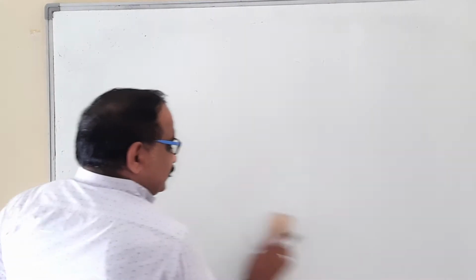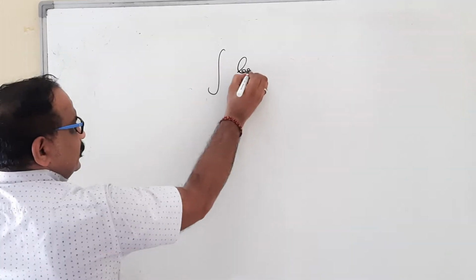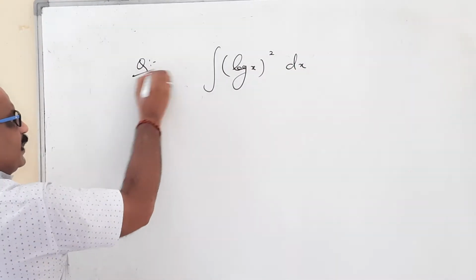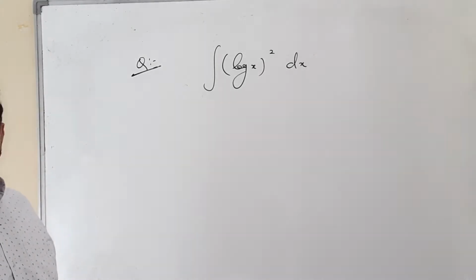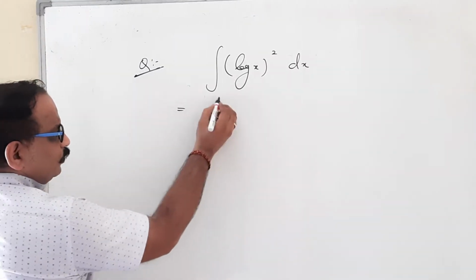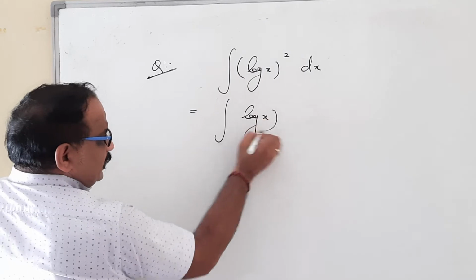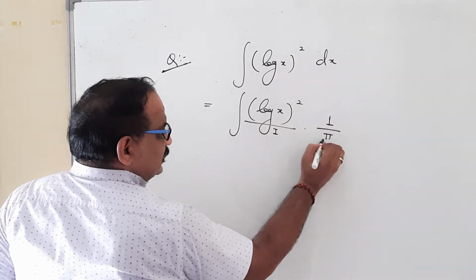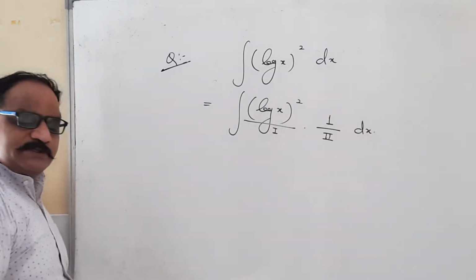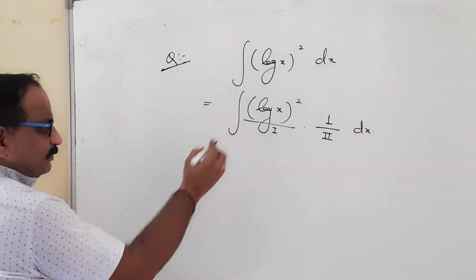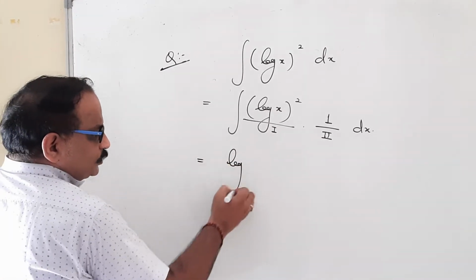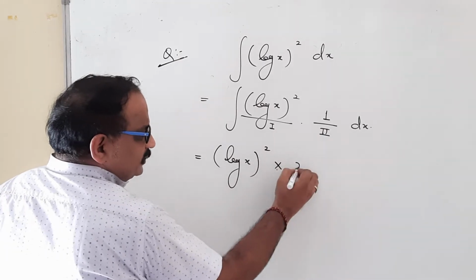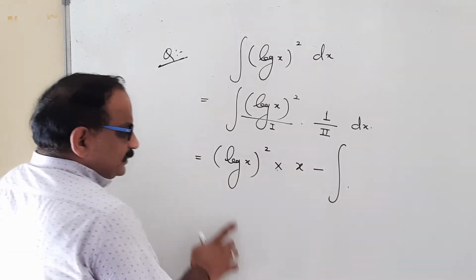Another question we have says: integration of (log x) whole squared dx. Again, we have a single function, (log x) whole squared. In that function also, what do we have to do? The (log x) whole squared will be treated as the first, and 1 alone will be treated as the second, and then dx. Again we have to apply integration by parts. So according to that rule, what should we do? We should drop the first one. Integration of the second function comes to x, minus the differentiation of the first.